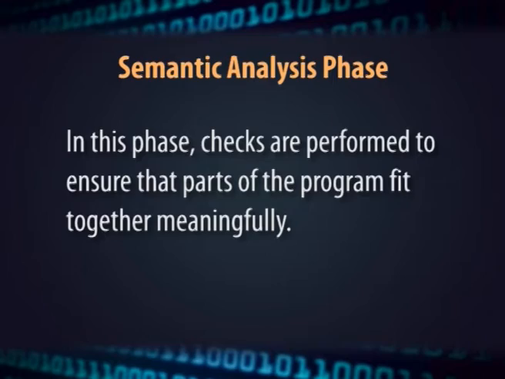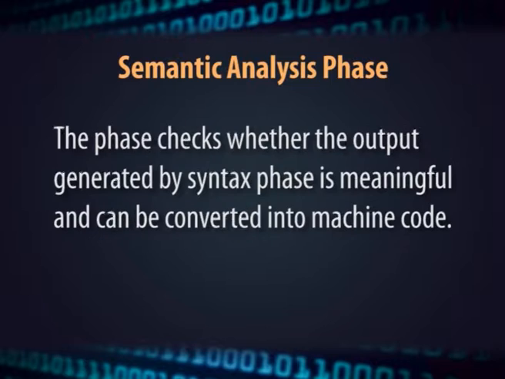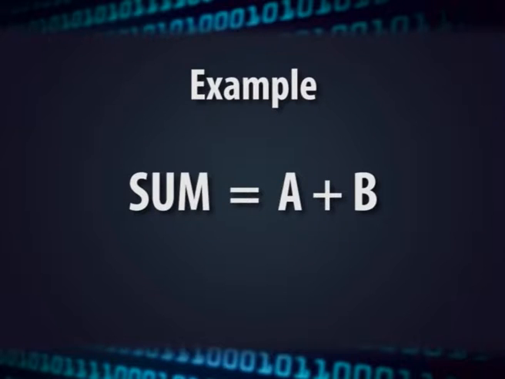After all the errors in the syntax analysis phase are removed, only then the semantic phase starts, and in this phase checks are performed to ensure that parts of the program fit together meaningfully. That means the phase checks whether the output generated by the syntax phase is meaningful and can be converted into machine code. For example, given a statement A plus B.